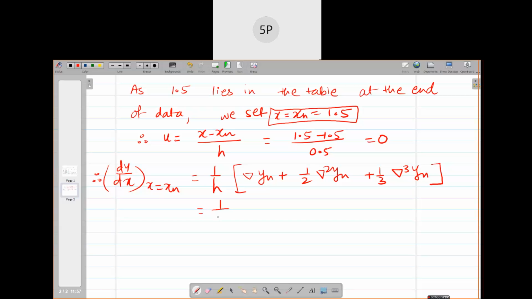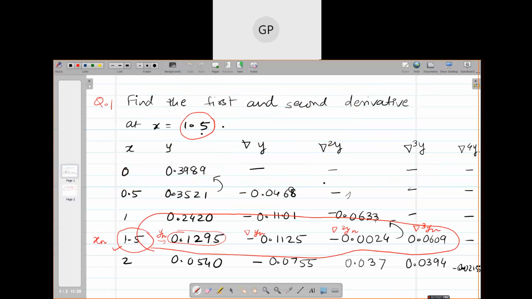Ma'am, in the formula we have to write it not till del raised to 4 yn, but while substituting it will become 0, no? In deriving it, we had written up to del raised to 4. That is a general way of writing the formula. But here you can stop because you don't have del raised to 4 yn for 1.5.